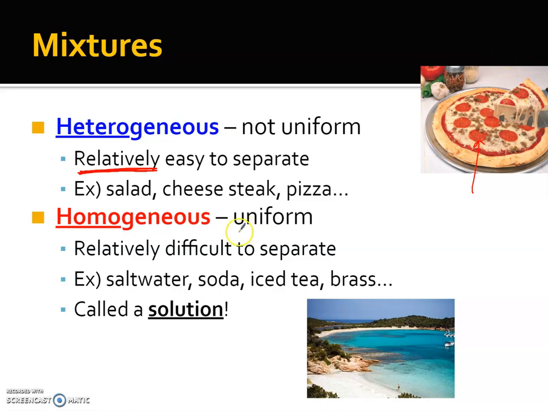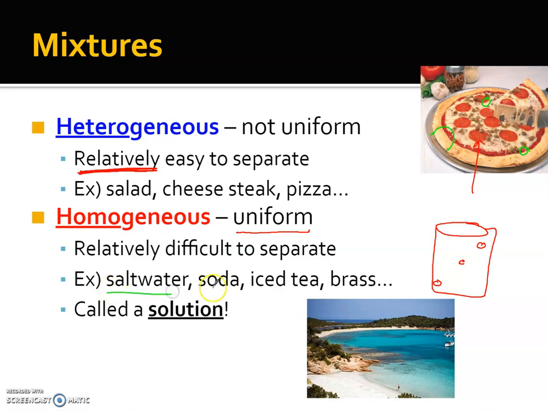Homogeneous is going to be uniform throughout. So that means it's all going to be the same and consistent. And it doesn't matter if you take a little bit off the top or a little bit off the bottom or in between, it's going to be pretty much consistent. Whereas if you take a sample of your pizza, this sample and this sample and this sample are all different. Okay, it's not uniform in the sampling.